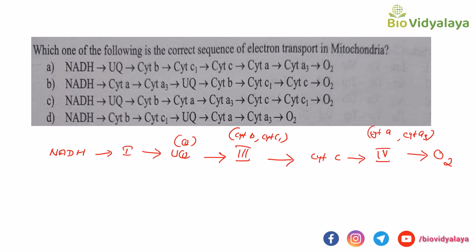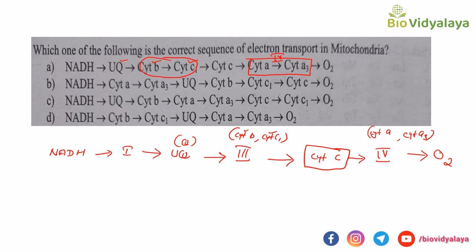Here NADH, then ubiquinone, correct. Then cytochrome B, yes, this is correct. Cytochrome C1, this is also correct. Next, this one is complex 3. Next cytochrome C, this is mobile electron carrier, this one. Next cytochrome A, cytochrome A3, this one is complex 4. Okay, this is complex 4. And next is oxygen, this one is correct.